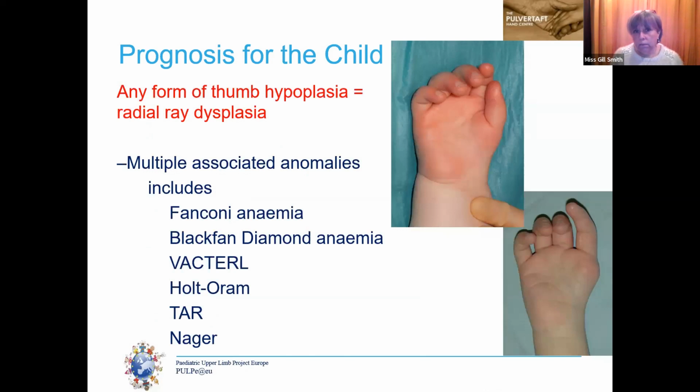As I said earlier, any form of thumb hypoplasia, you've got to assume is some form of radial ray dysplasia. So it doesn't have to have the radius missing. It can just be a bit short, or it can even be a normal length. And of course, when you're little, you're not going to see the carpal bones on X-ray. But a thumb hypoplasia comes within that spectrum of radial ray dysplasia. So you need to look for things that are associated.